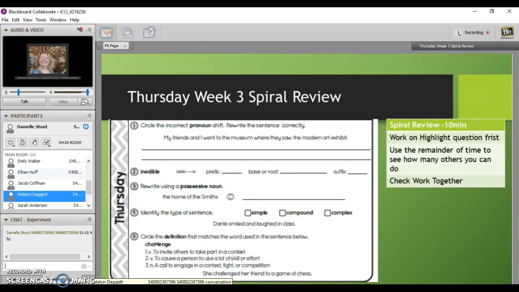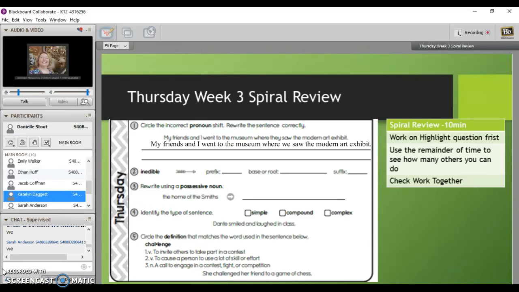So if I say my friends and I went to the museum where they saw the modern art exhibit, that means that I didn't see it. That's my friend. My friends and I went to the museum where we saw the modern art exhibit.